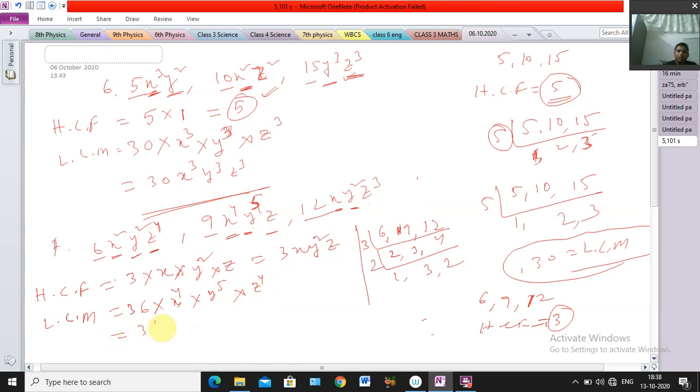Clear? So do the multiplication: 36 x to the power 4, y to the power 5, z to the power 4. That is the answer. Clear or not everyone? I hope clear.